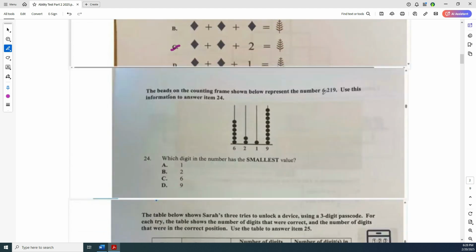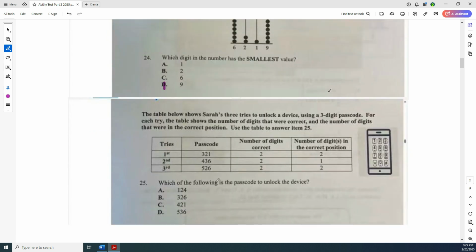All right. The beads on the counting frame shown below represent the number 6219. Use this information to answer item 24. So that's 6,219. This is 6,000. This is 200. This is 1 or 10, I'm sorry. And this is 9. Which digit in the number has the smallest value? That would be 9 because it's 9 ones. So the answer is B.